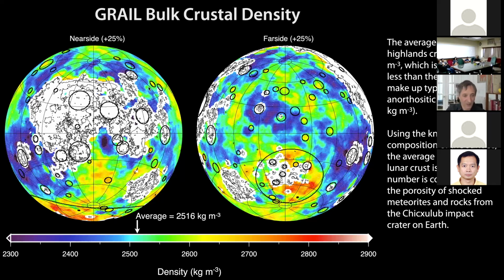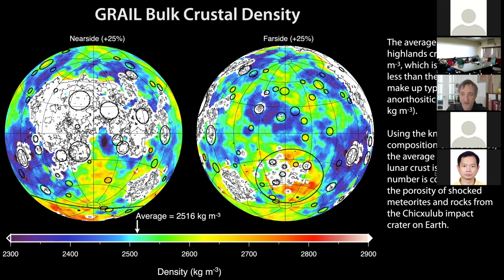So why is the bulk density of the crust lower than the density of the minerals that we expect? Well, the most likely explanation is that the moon's crust is highly fractured. There's lots of pore space, and this porosity leads to a reduction in the bulk density of the crust. And based on the estimates of the composition of the surface, we can actually estimate what the porosity is, and that's roughly about 13%.